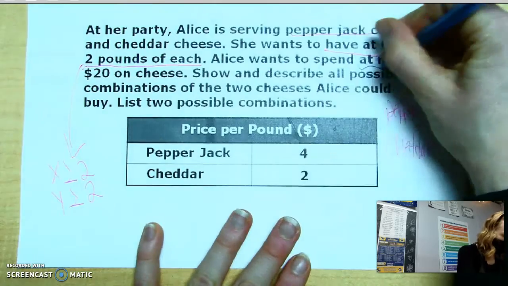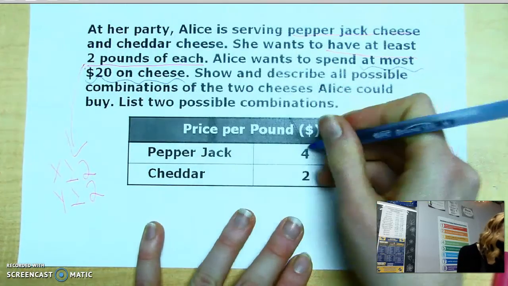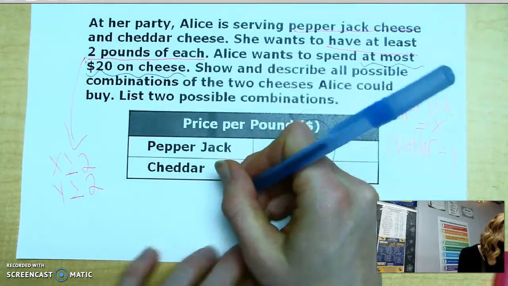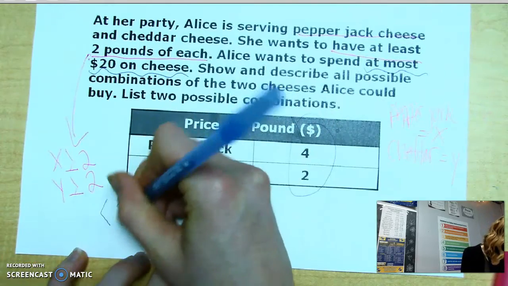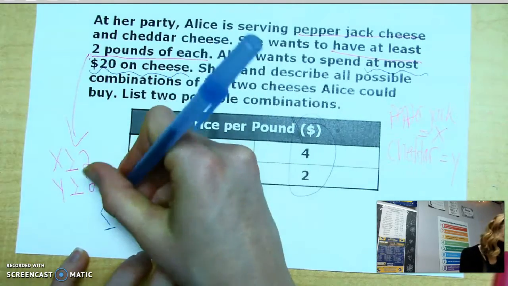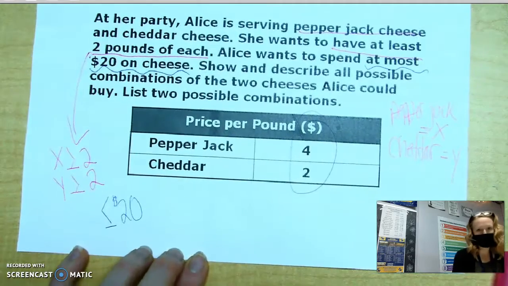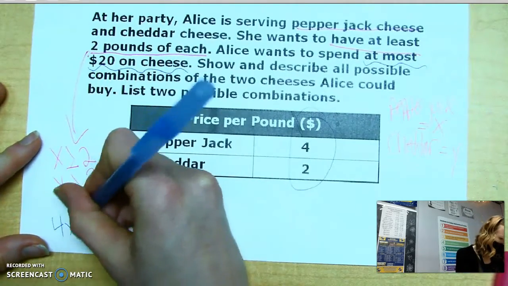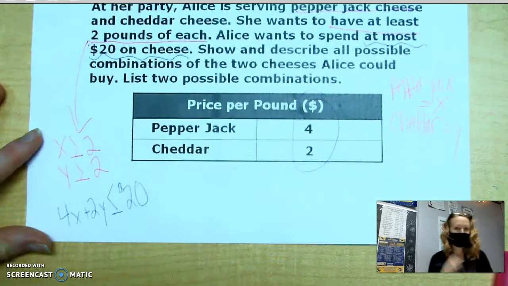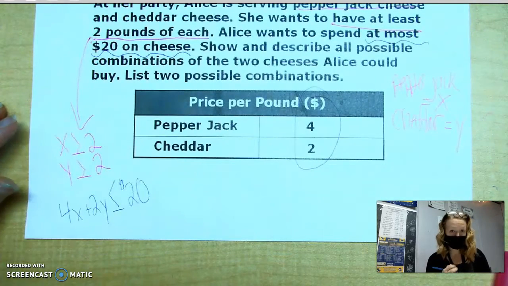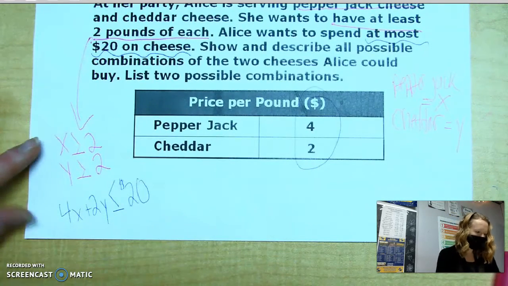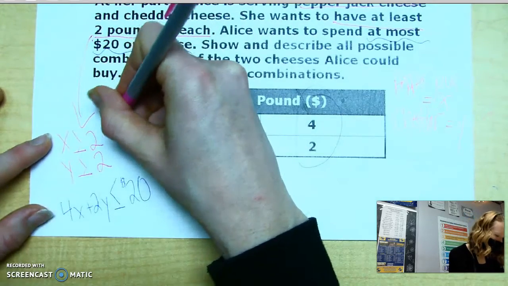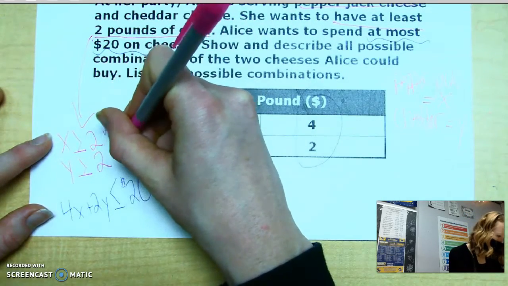Then she wants to spend at most $20 on cheese, and I see a cost per pound for these things. So if you want to spend at most $20, that means you have to stay less than or equal to 20. And then if it's $4 for pepper jack and $2 for cheddar, we have our inequalities here, right? Just to remind you guys, an X equation is vertical and a Y equation is horizontal.